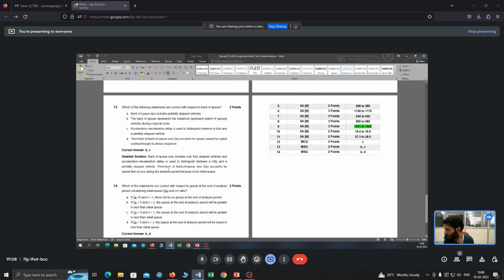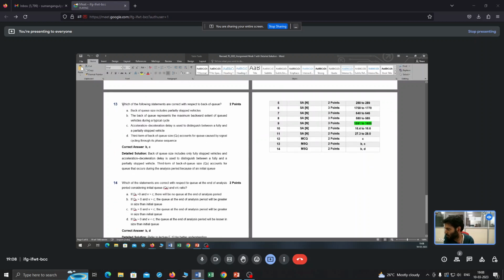Then we can come to this question as well: which of the following statements are correct with respect to back of the queue, right? So the queue is occurring at the back. What is happening, right? Back of the queue size includes partially stopped vehicles. So generally here, as per HCM 2016, whenever we are calculating queue storage or the average queue length, we do not actually include these partially stopped vehicles. What is a partially stopped vehicle?